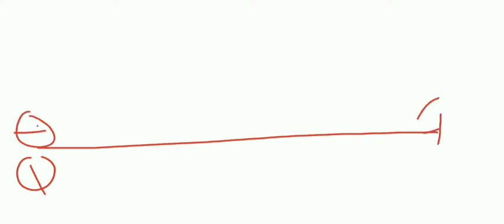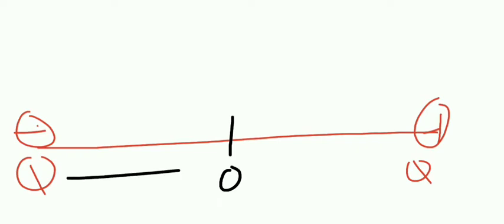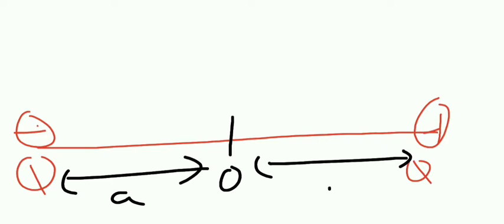This is plus q. Let us assume the center is O, this distance is A, this distance is another A, so the total distance is 2A. This is the center of the dipole. I want to find the potential at point P, which is located somewhere here.